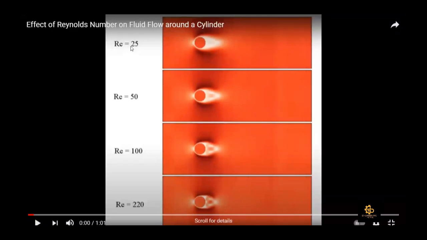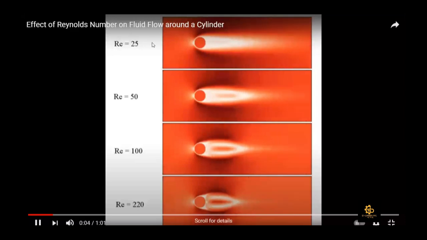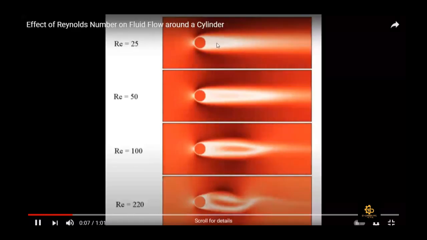Like here it is 25, then 50, then 100, then 220. So basically we are increasing the flow velocity to increase the Reynolds number. Now please see how the wake region would evolve at different flow conditions, at different flow Reynolds numbers. So you can see standing vortices in the case of 25. When the Reynolds number is 25, you can see a standing vortex which is not moving here.